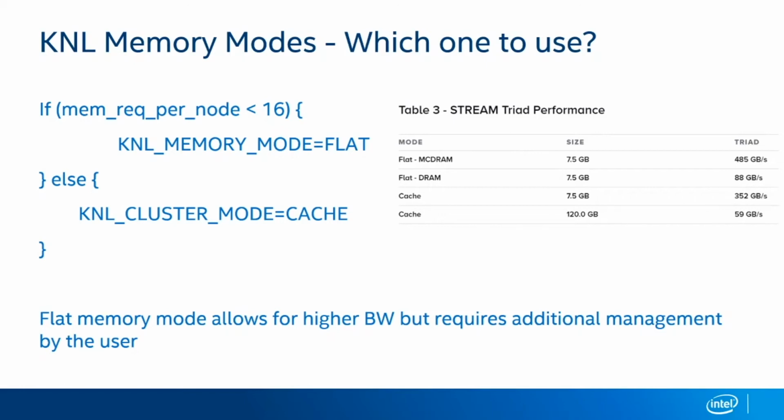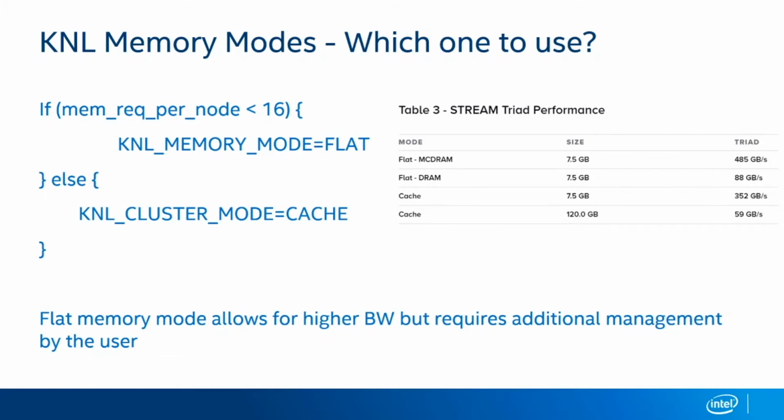So if you look at these triad examples, you'll see that the best bandwidth that we were able to achieve with cache mode is 352 gigabytes a second, whereas if you switch to flat mode, we're able to get 485. So if your application uses less than 16 gigabytes of memory per node, you can just switch over to flat mode and then use numactl to pin all your memory allocations onto the MCDRAM and get high bandwidth memory without having to make any changes to the code.